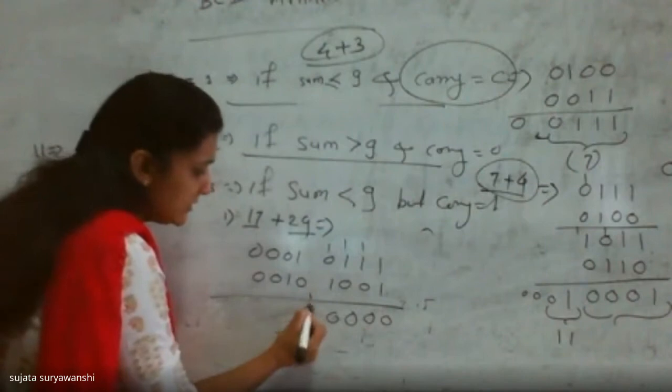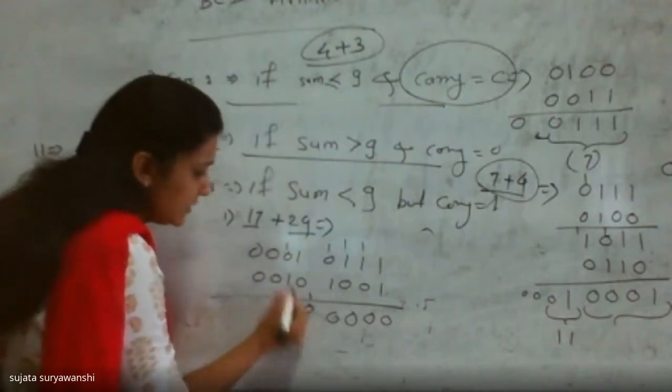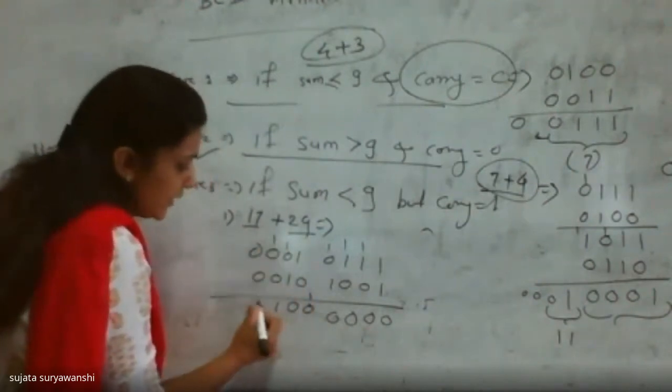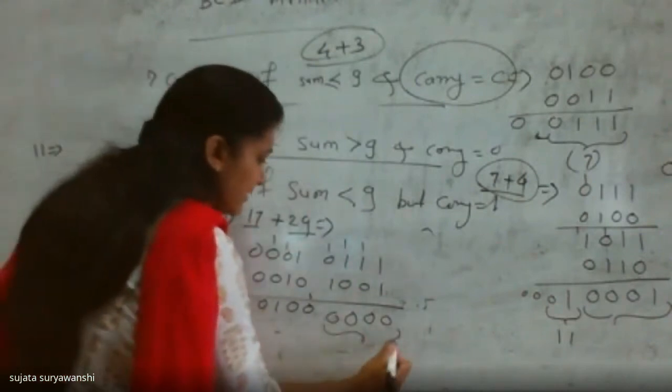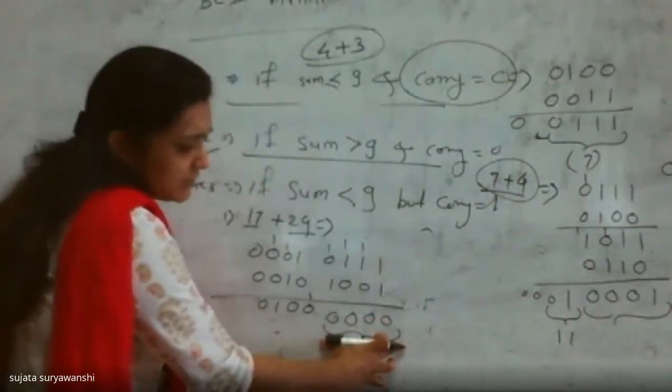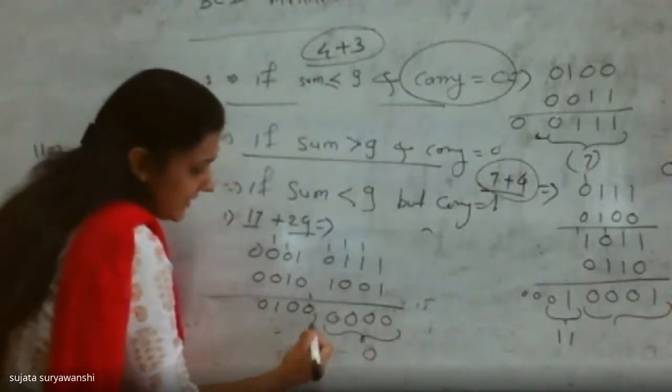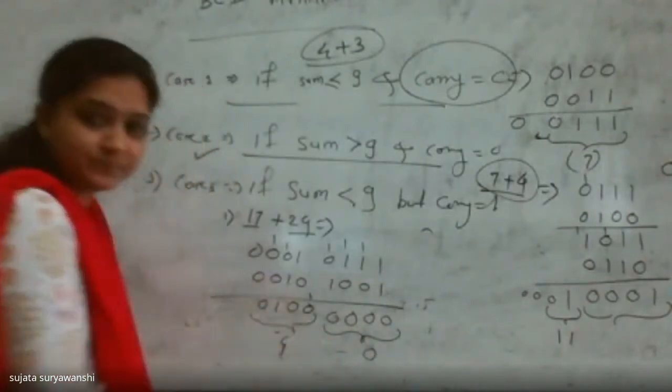1 plus 1, 0, again carry 1. 1 plus 1, 0, carry 1. 0 plus 1, 1 and 0. What are you getting right now as an answer? As the answer, the first nibble is 0 and the second nibble is 4.